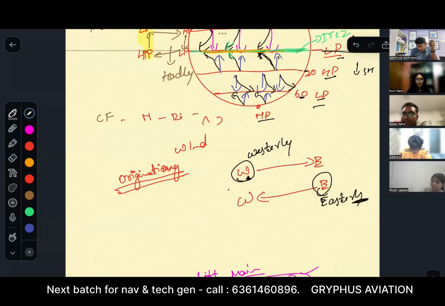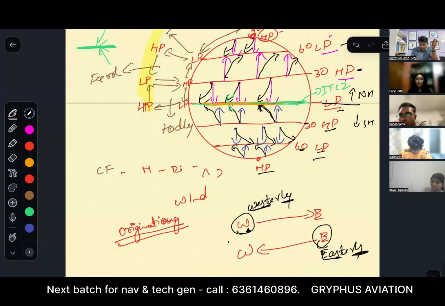So the rule is common. This is basically wherever the wind is originated. If it is started from east to west, easterly. If it is started from west to east, that is westerly. Now you see here, can I say this is moving east to west? This side is east, this side is west. It is clearly moving east to west.